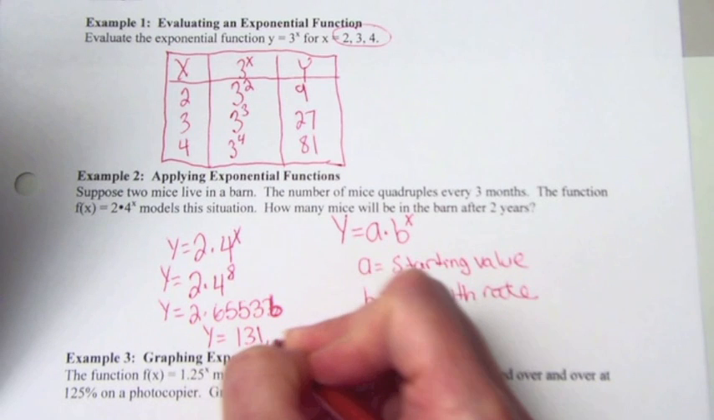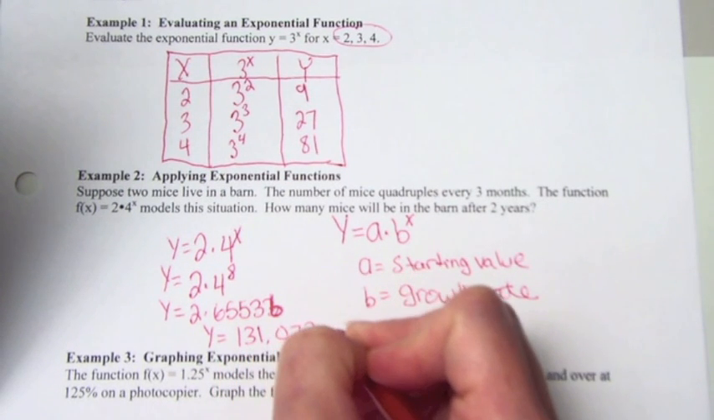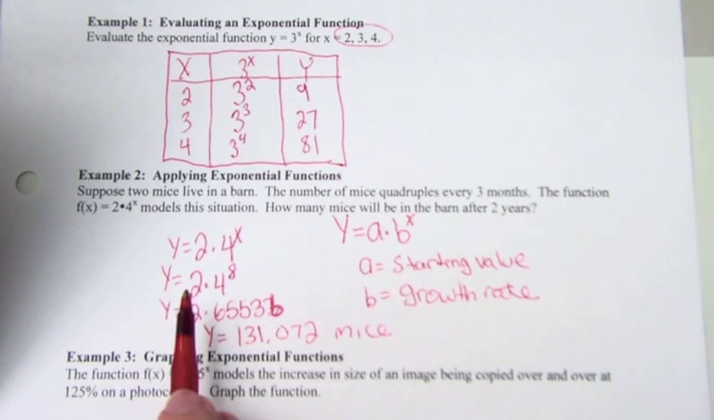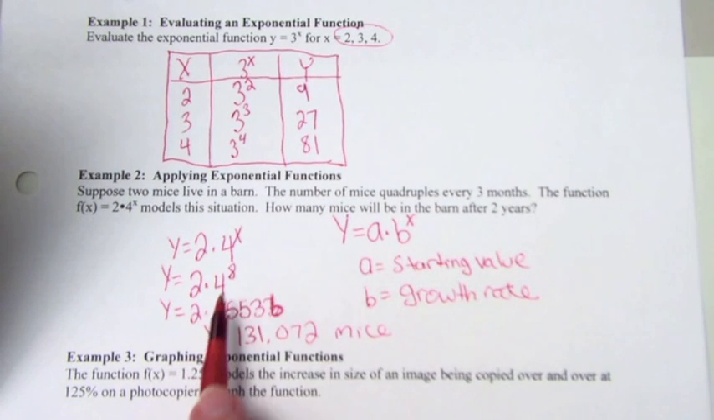131,072. Why did we do it times 2? Because it was in the formula. See, we had 2 times 4 to the 8th. We did 4 to the 8th. That gave us 65,536. And then we multiply 65,536 times 2, which will give us 131,072 mice. That's a lot of mice. No, it's not.